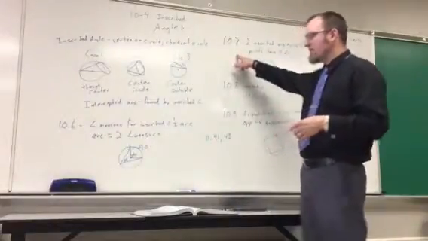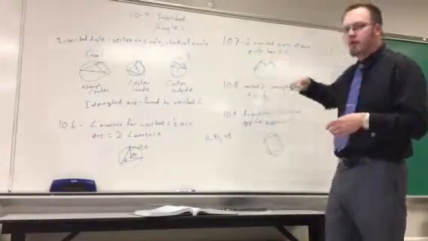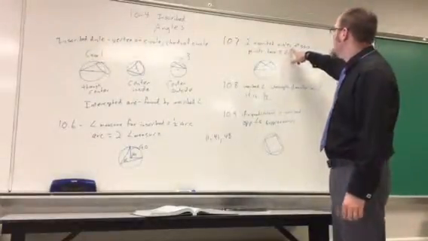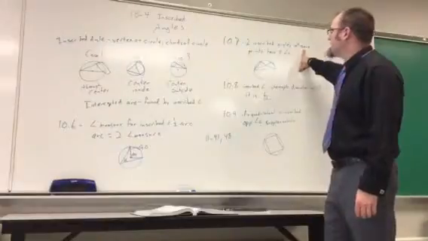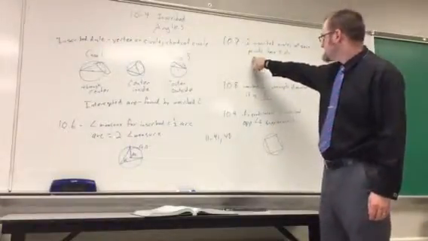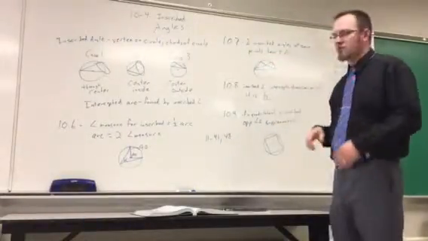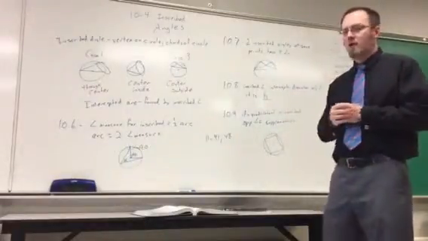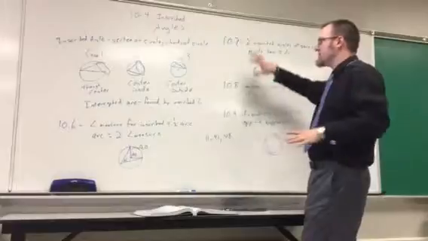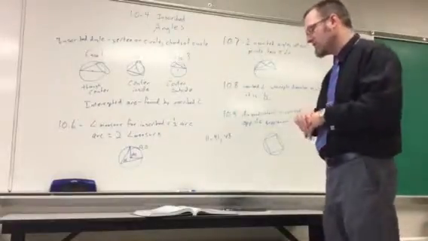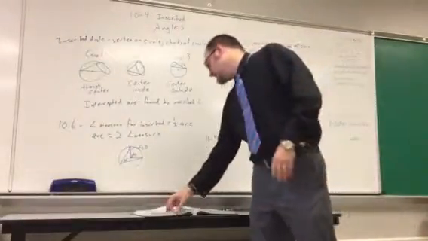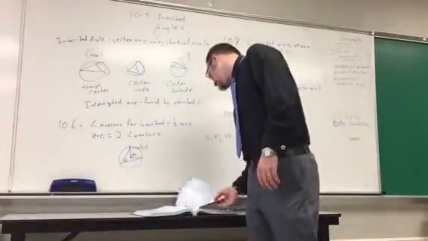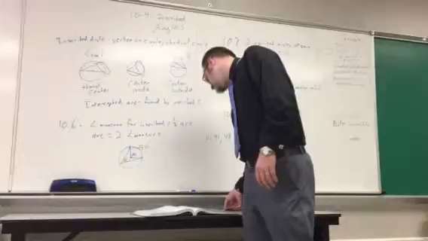On 10.7, another thing about arcs that we're talking about. If we have two inscribed angles that intercept at the same points, they have congruent angles. So two inscribed angles that have the same points have the same angle. I've combined this picture for 10.7 and 10.8, so you can look at what they've done back on the page.